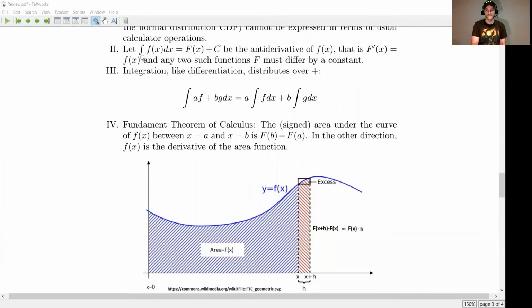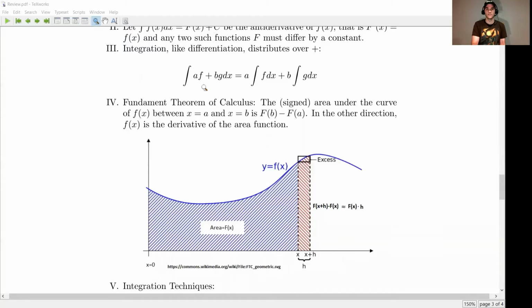And we denote the integral of a function f, we often make it into a capital F and call it the antiderivative. It's defined to mean that capital F is a function where if you take the derivative of capital F, you'll get lowercase f. These functions all differ by a constant because the derivative of a constant is 0. Then the antiderivative is really a collection of functions that all differ by some constant. Integration also distributes well over a plus sign, and you can pull constants out.